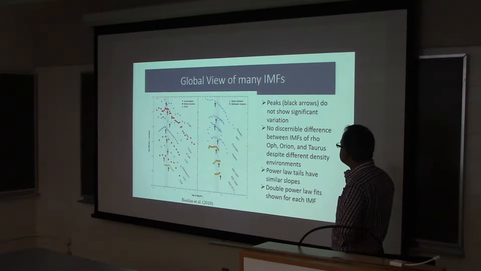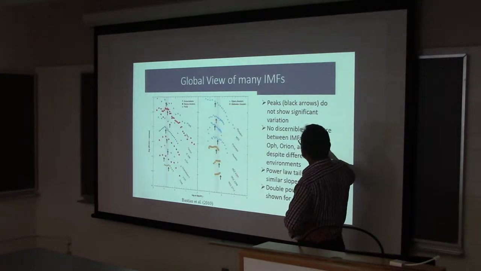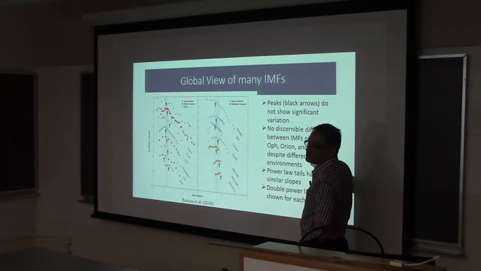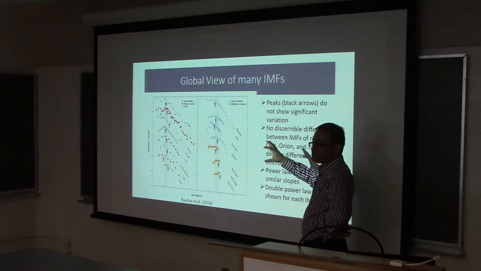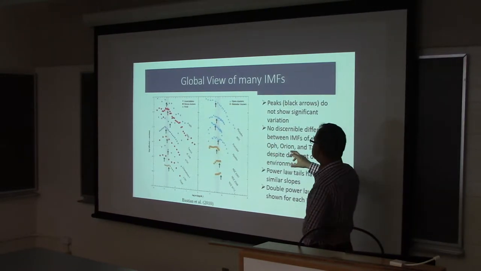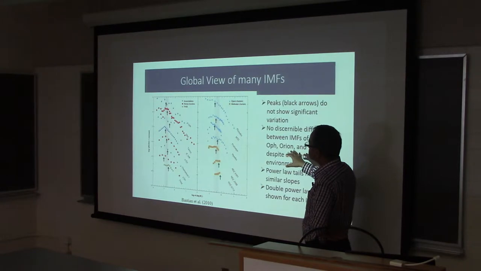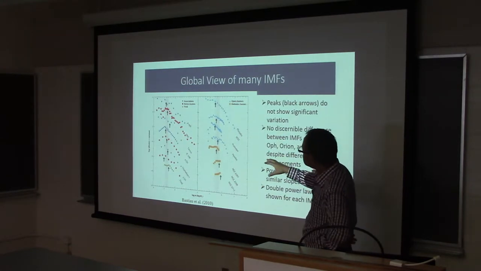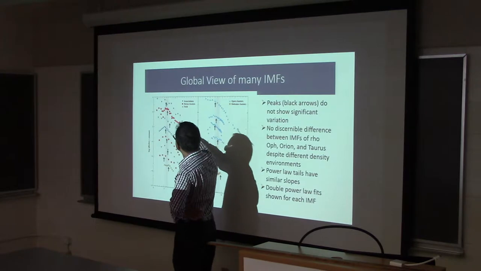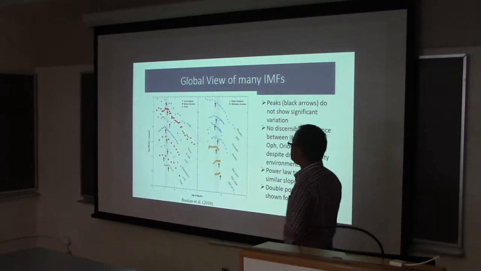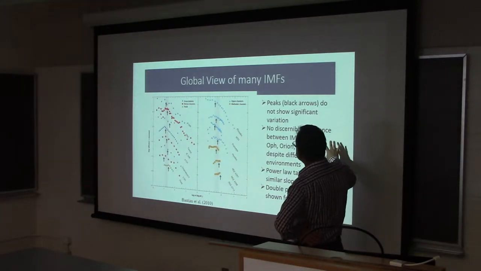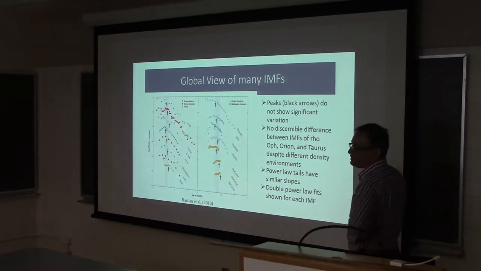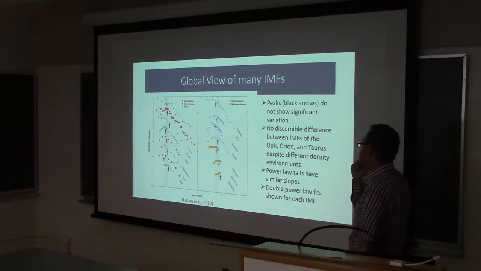And it's also interesting from a star formation point of view to note that Taurus has low mean density, rho Oph somewhat higher, and Orion higher still. Actually, if you look at the maps, they have differences in their core properties, the sizes of the cores. But the IMFs don't seem that different, OK? So again, you can argue whether this is an argument for variations or universality. But they don't look that different, given that the density environment is somewhat different between these three clouds.